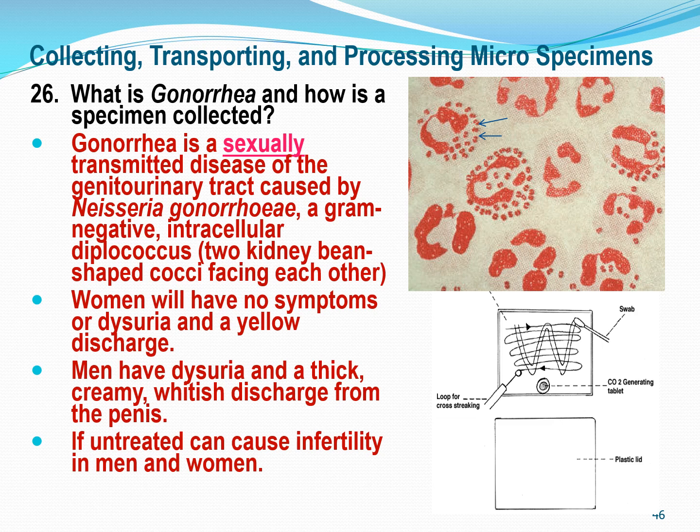Gonorrhea, which, like I said, is a sexually transmitted disease of the genitourinary tract caused by Neisseria gonorrhoeae, a gram-negative intracellular diplococcus, right? It's 2 kidney bean-shaped cocci somewhat facing one another. You see that in the top picture over there to your far right-hand side. Women will have no symptoms or dysuria and a yellow discharge. Men may have dysuria and a thick, creamy, whitish discharge from the penis. If untreated, this can cause infertility in both men and women.